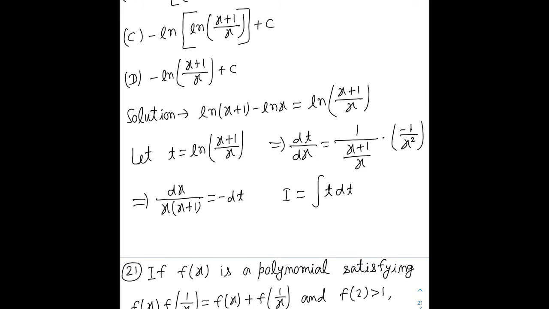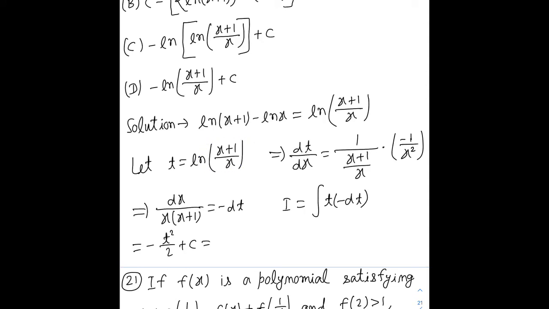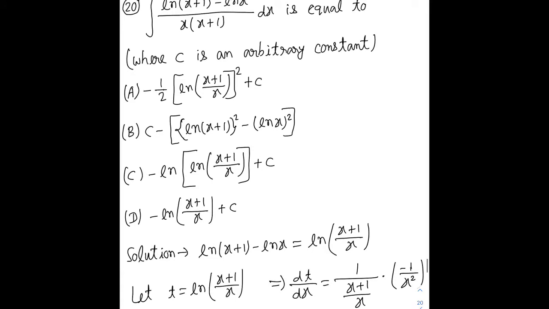Integration of that is nothing but t into minus dt, because as you can see here, it is minus dt. Now, you know, integration of t is nothing but t square by 2. So you will get minus t square by 2 plus a constant. Then in place of t, you can substitute log of x plus 1 by x. So you will get minus 1 by 2 into log x plus 1 by x whole square plus c. So that is nothing but option number A.